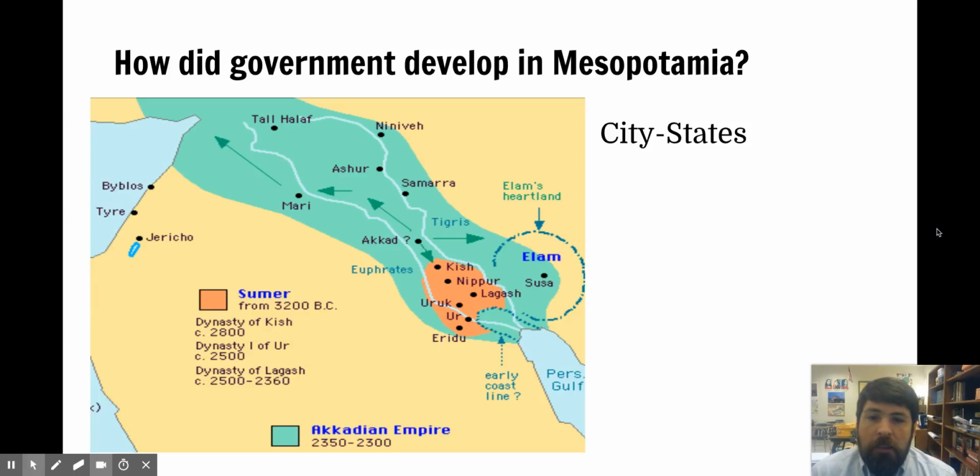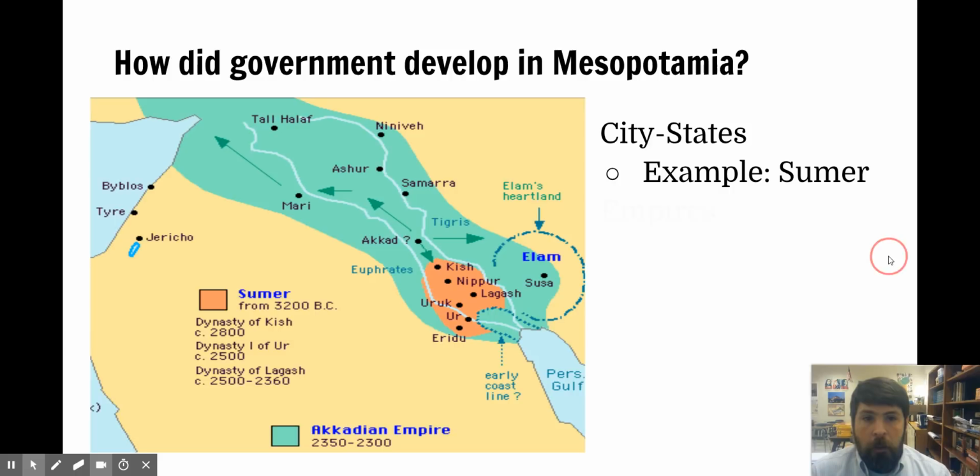Government in ancient Mesopotamia originally took the form of independent city-states. A city-state is a city that is a government, and the government just runs that city. And the example here is ancient Sumer. You can see in the orangish color here a bunch of dots: Kish, Nippur, Lagash, Uruk, etc. Those are all Sumerian city-states. There are about 12 of them, and they were independent of each other and competed against each other.